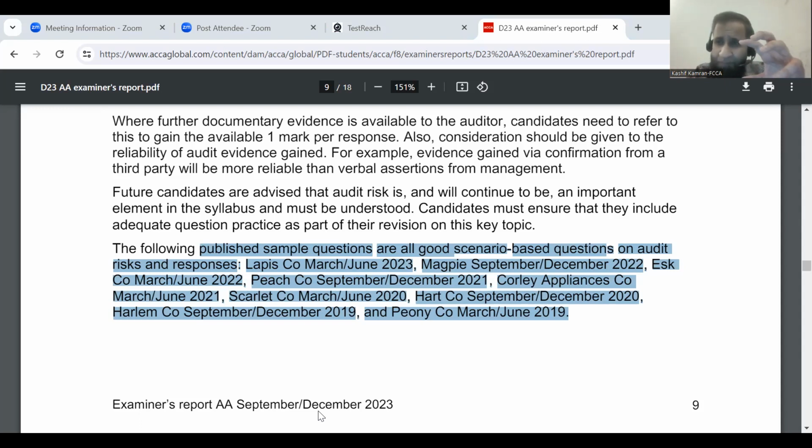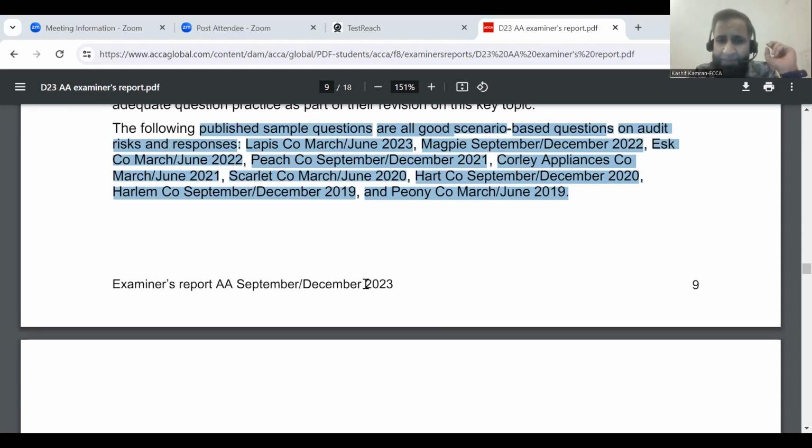In this way, will improvement come in your next audit risk question? Will improvement come in your next internal control question? Will improvement come in the next substantive procedure question? If you do this for 3 to 4 examiner reports, for 3 to 4 papers, you will have a remarkable impact for the June 24 exams. And trust me, you can score 70 plus in AA.